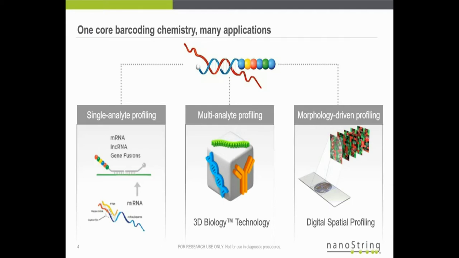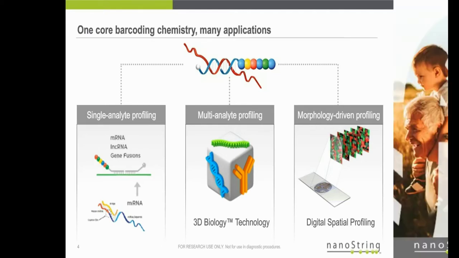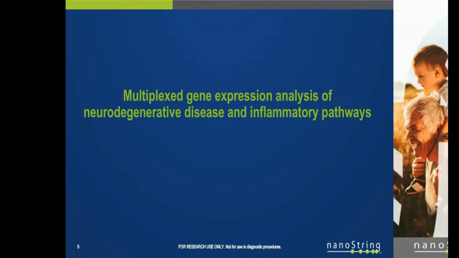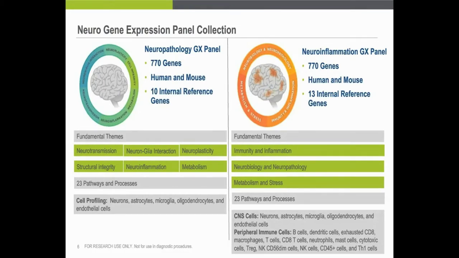So I mentioned our pre-curated gene expression panels. I'd like to go ahead and introduce both our neuroinflammation and pathology panels so you can begin to understand what types of questions you can address in your samples using these tools. So I'll go through and review the content and the important features of both panels.